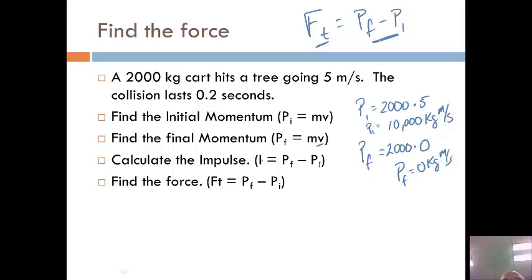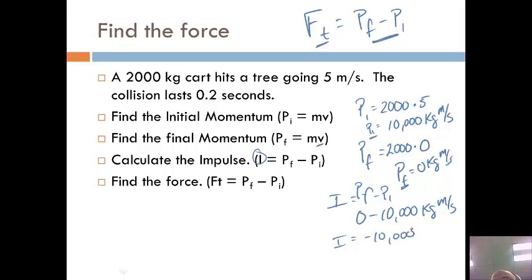So how do we go about calculating this impulse? Well, we take the final and subtract from it the initial. And in this case, the impulse is equal to PF minus PI, which is 0 minus 10,000 kilogram meters per second, which obviously doesn't take rocket scientists to find out that it's negative 10,000 kilogram meters per second.